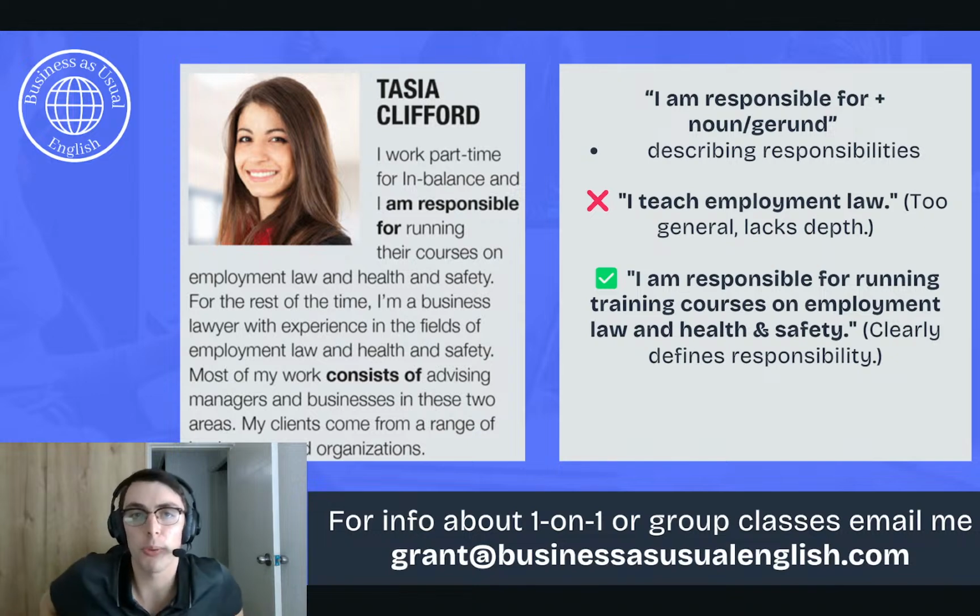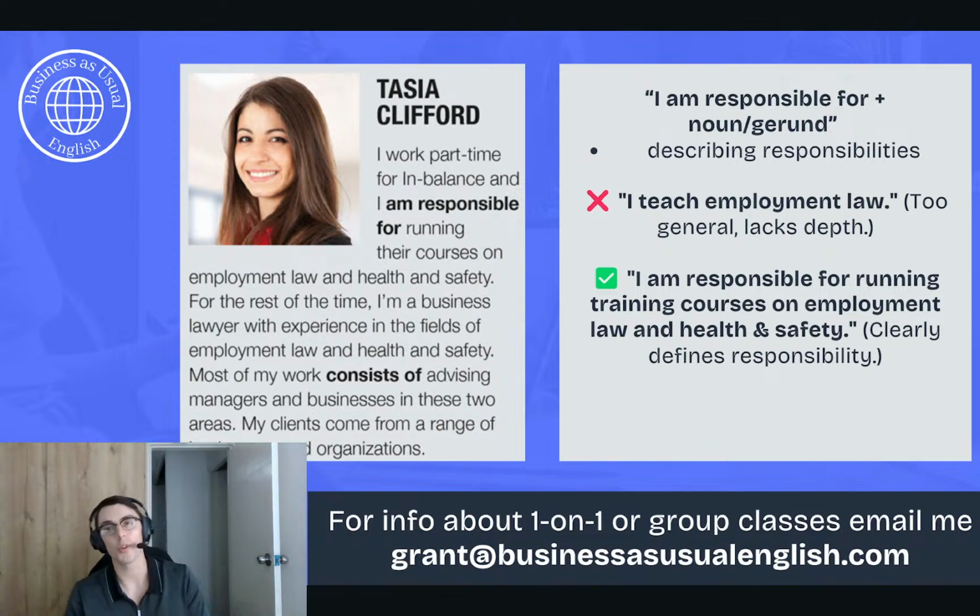So here we have "I am responsible for," which is another way to talk about describing your responsibilities. So instead of saying I teach employment law, you can say I'm responsible for running training courses on employment law, health, and safety. Let me think of a new example instead of these financial examples we've been using. Instead of saying, I'm a personal trainer, you could say, I'm responsible for helping my clients reach their fitness goals. And again, here we have "for," and it's going to be followed by a noun or the ing form of the verb. So I'm responsible for client management, or I'm responsible for doing something.